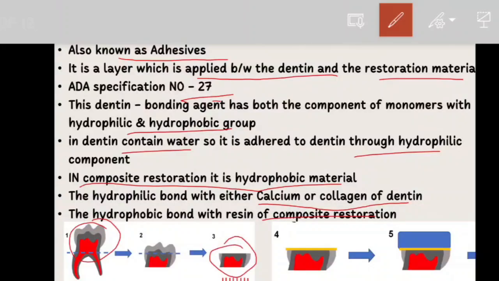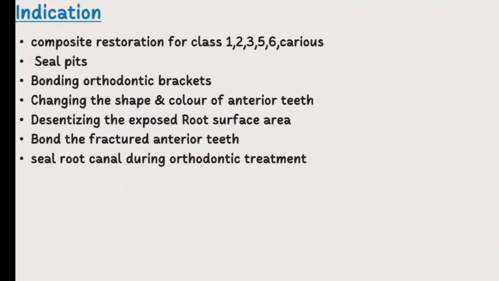Then after preparing the cavity, a thin layer is applied upon the dentine, and after that a composite restoration will be done. So a thin layer is present between the composite restoration and the dentine. This is known as dentine bonding agent.